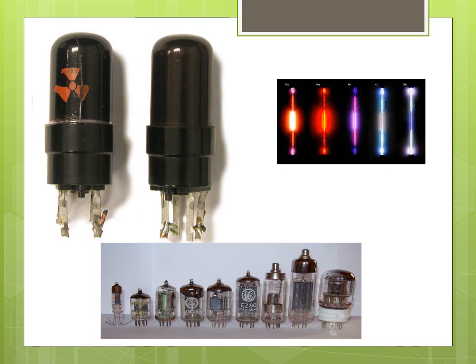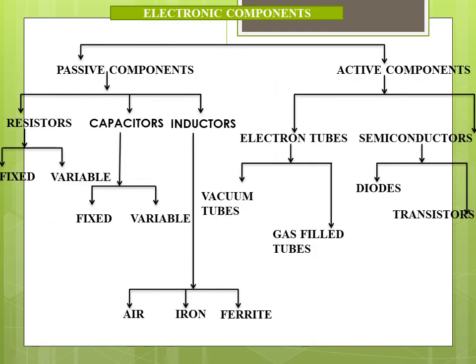The tree diagram, we have passive, active. I'll show you the diagram again. Passive and active components are further classified as resistors, capacitors and inductors. Fixed and variable resistors and capacitors. Air core, iron core and ferrite core inductors. Electron tubes are further classified as vacuum tubes and gas filled tubes. Semiconductors are further classified as diodes and transistors.